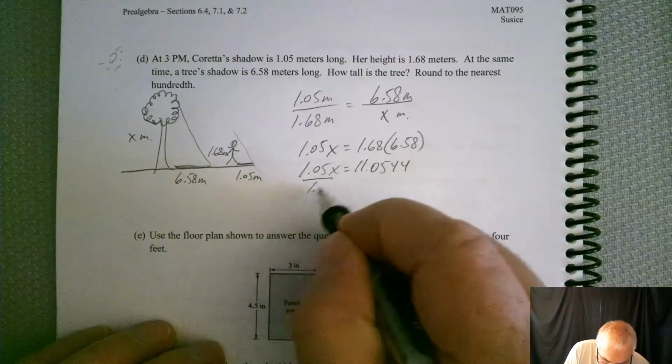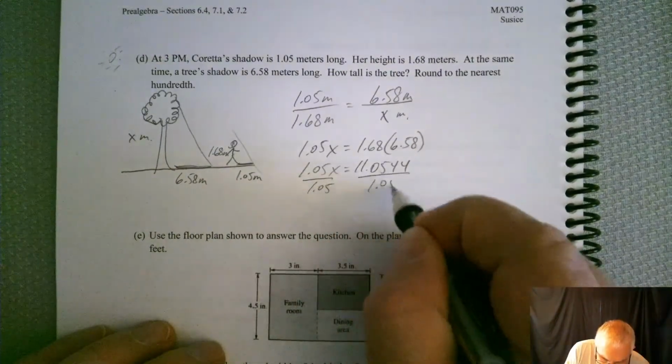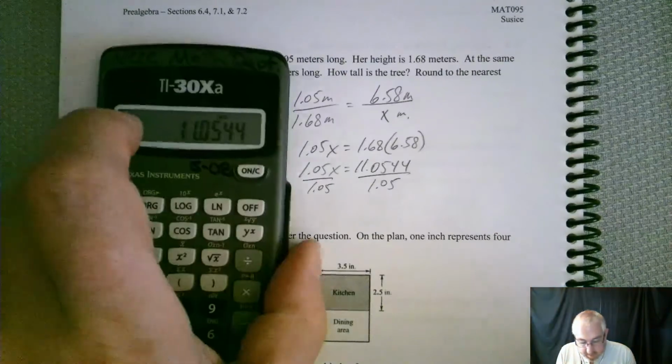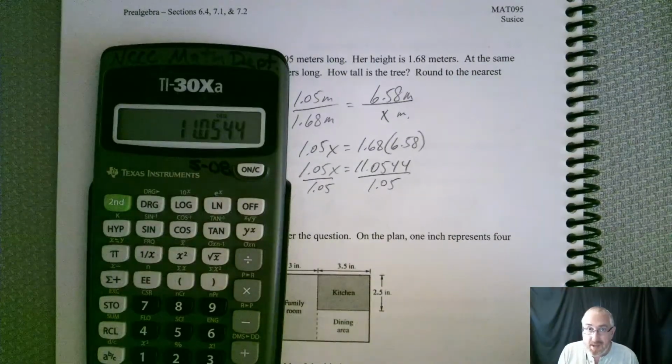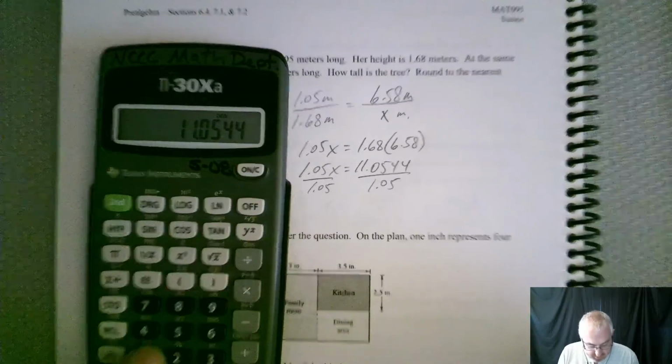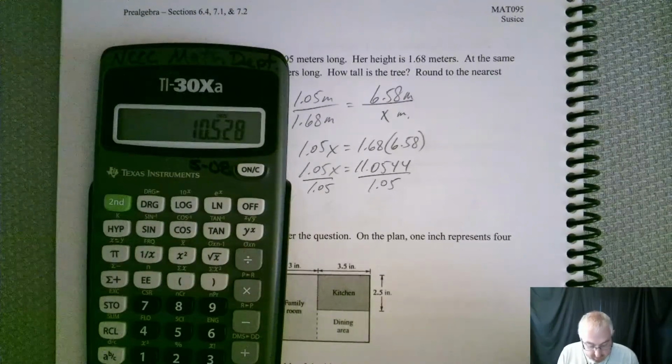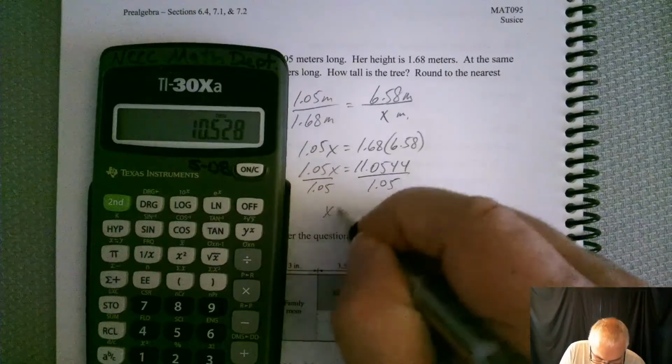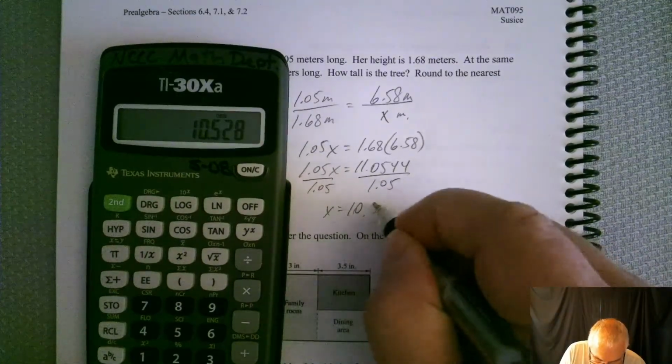All right, so now let's divide by 1.05. Now I still have it in there, so that's nice. I don't have to retype it. So now let's just divide that by 1.05, and I get 10.528.